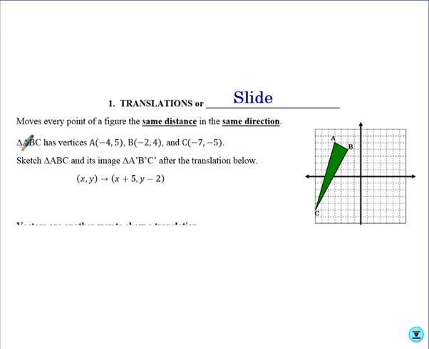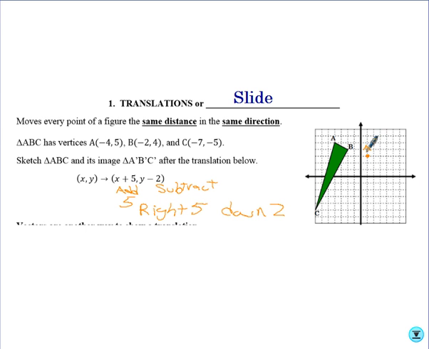If I give you that triangle ABC has vertices A at -4, 5, B at -2, 4, and C at -7, -5, I want to sketch triangle ABC and its image A prime, B prime, C prime. This tells me what translation I am going through. It tells me to add 5 to all the x values, and subtract 2 from all the y values. Realistically, we can think of this as moving right 5 and down 2. Then you can take each point and go right 1, 2, 3, 4, 5, and down 1, 2.